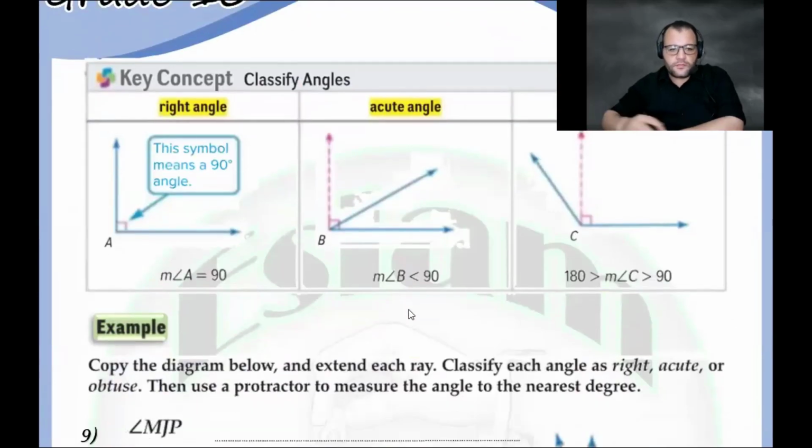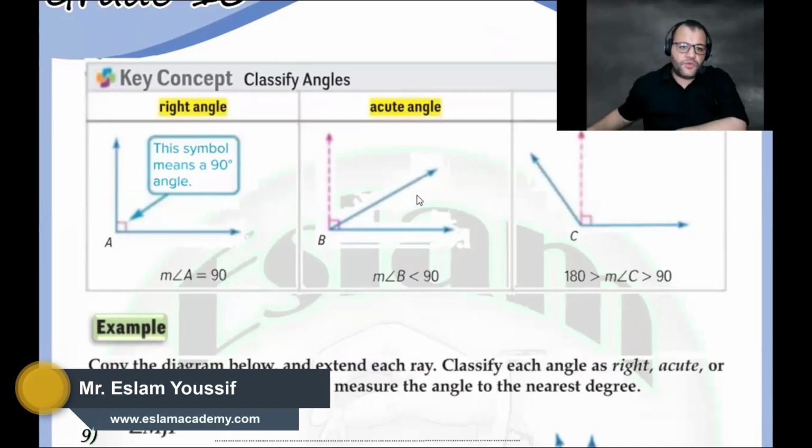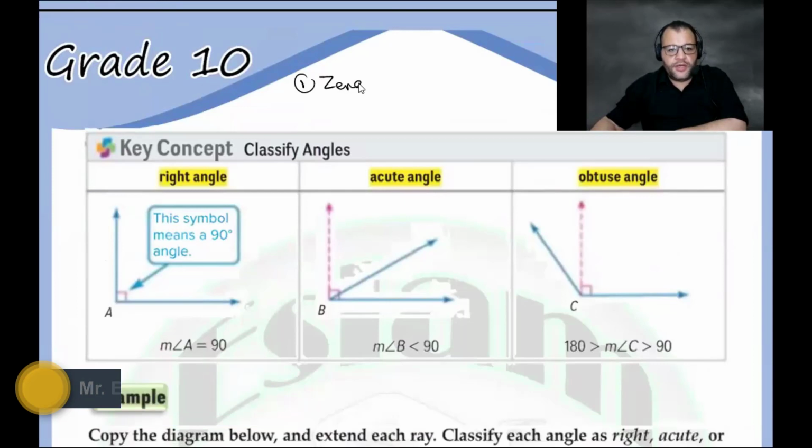Okay. Now with the types of angles. What are the types of angles that we have? There are another two types I will write here. The first one is called the zero angle. From the name, its measure equals zero. The measure of the zero angle equals 0 degrees.